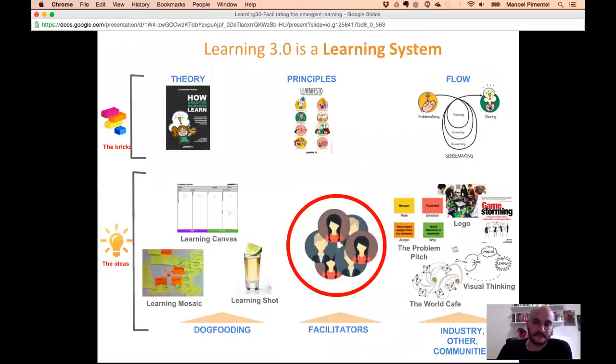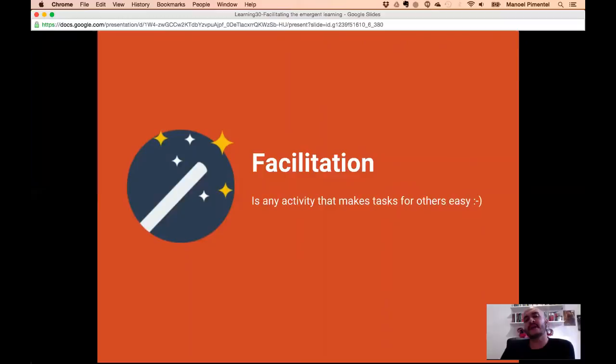I like this concept very much. This concept explains for us what the facilitation is. Facilitation is any activity that makes tasks for others easy. It's a simple concept, right? But it tells a lot about facilitation in general, right?